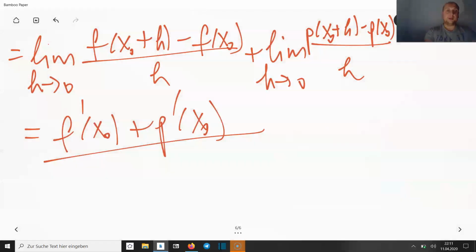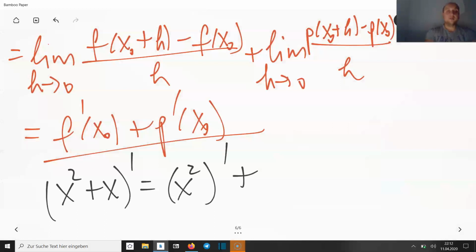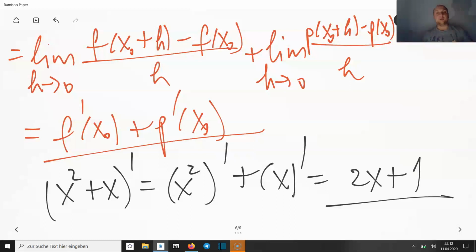Which means if we have, for example, x squared plus x, we can produce a derivative. We separate those two, assuming they're both differentiable, and we already know the results of the derivation here, and that would be 2x plus 1. I hope it was clear.